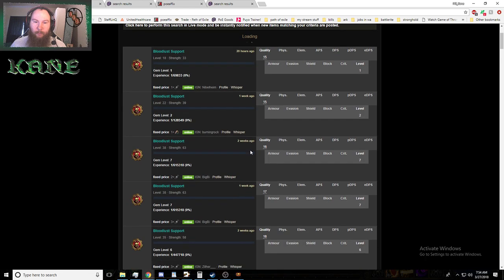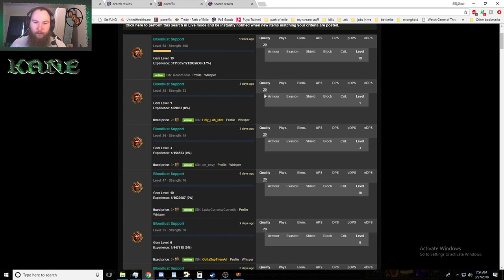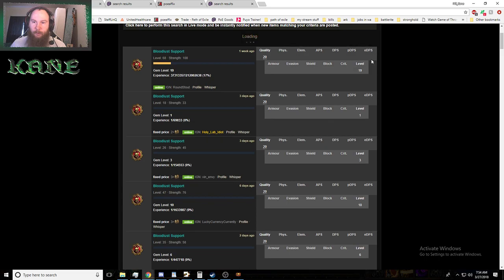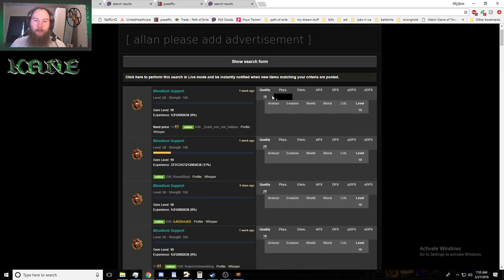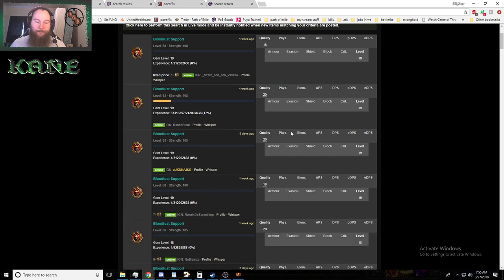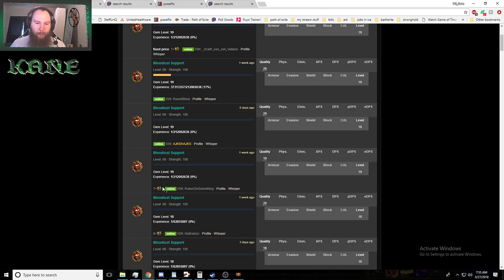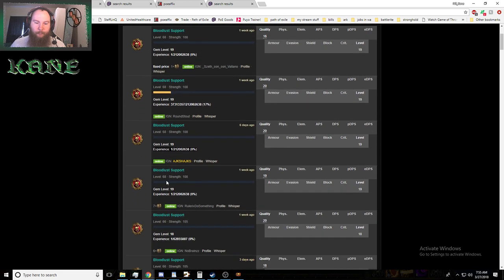You can also click on the quality to see what the highest one is. You can click on the level to see what the highest one is. And then look at that. 16 quality, 19 level gem for 1C. When the rest of them are going for about 7.